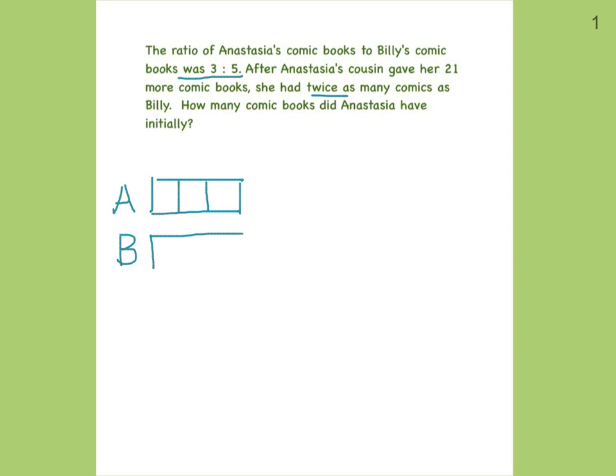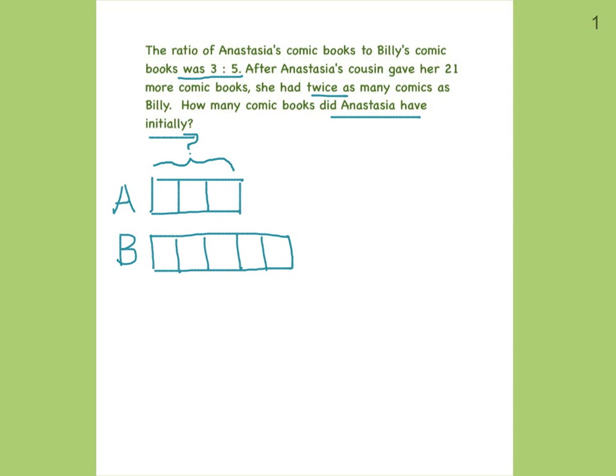Now keep in mind, we don't know how many books she had to start with, or in fact, how many books Billy had. In fact, that's what we want to know. We want to figure out how many books Anastasia had initially. So I'm going to highlight these 3 units and put a question mark, because that's really what we want to know. But the key to figuring that out is actually going back to the problem and seeing if we can work with the other information given.